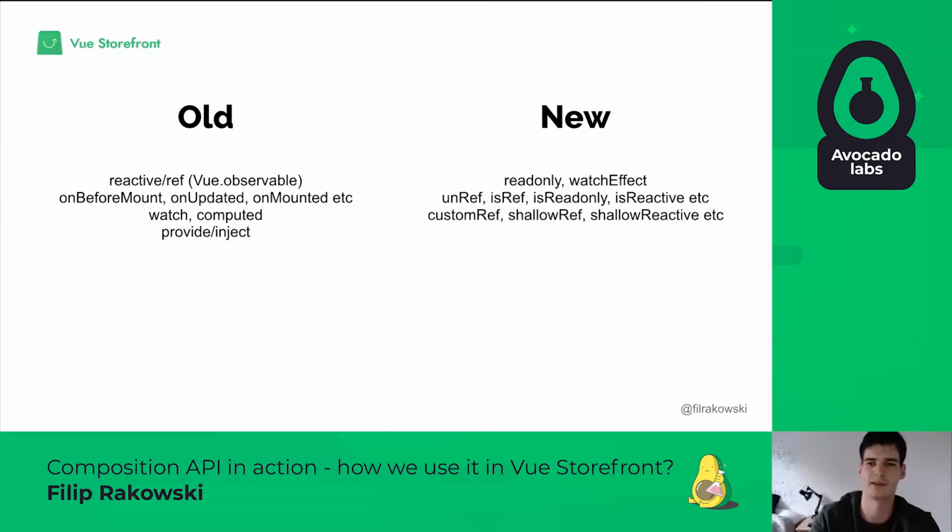We also have a bunch of new functions. So we have the readonly function, which makes a reactive property read-only. We have watchEffect. We also have a bunch of helpers that are meant to help us work with Composition API. And we also have some methods for more sophisticated usage of what we have on the left-hand side.